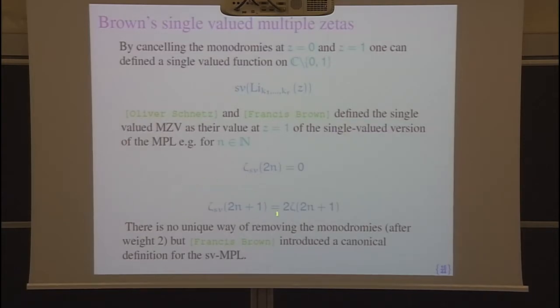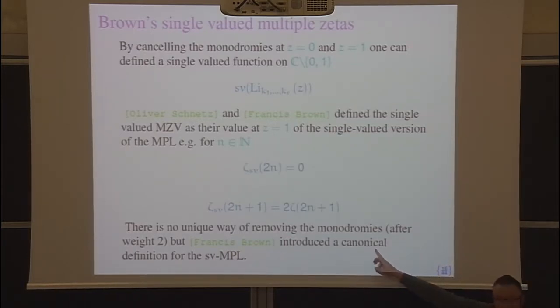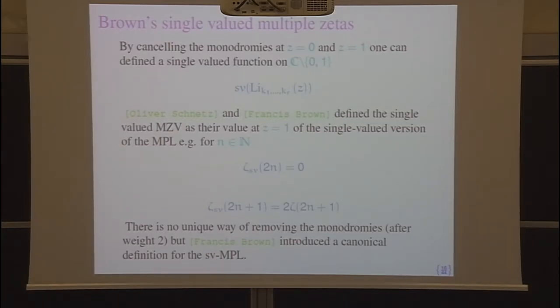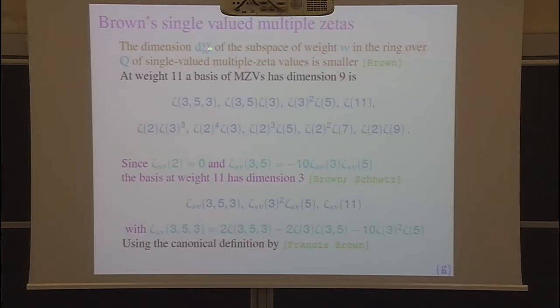So that means all single-valued zeta 2n plus 1 is twice zeta 2n. So there's no unique way of removing, but actually there's a canonical way that was introduced by Francis Brown. So now the statement is the following: whatever way you define your single-valued multiple polylog, you get the same space of single-valued multiple zeta over Q. It's just linear combinations. You would maybe change, but anyway.